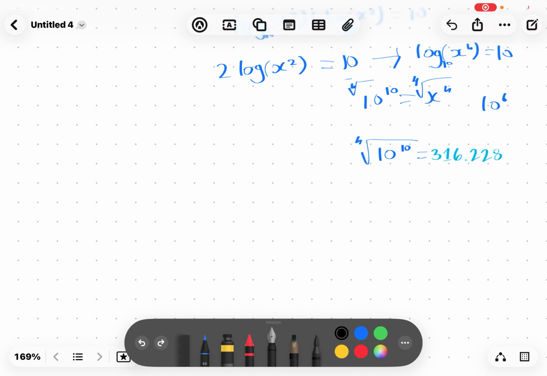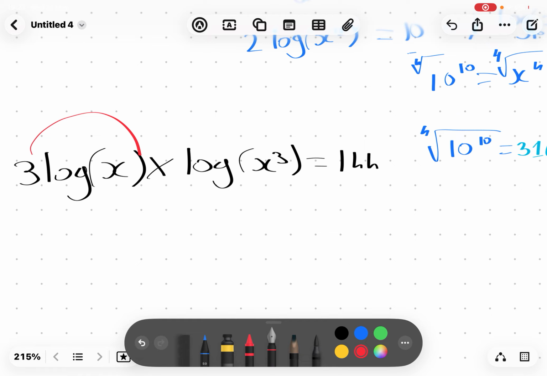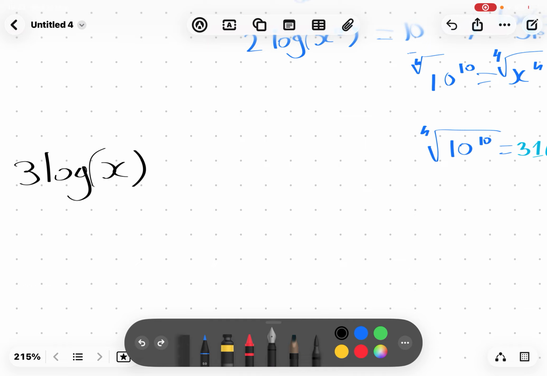And we also had the second one. 3 log x times log x^3 equals 144. So, as last time, straight away I'm moving it. Wait, okay, I made another mistake. Sorry, guys, sorry. Equals 144 log x^3. So this is the actual initial question.